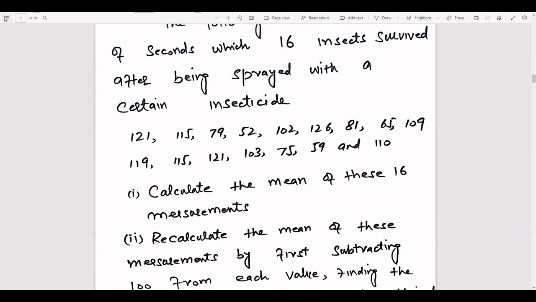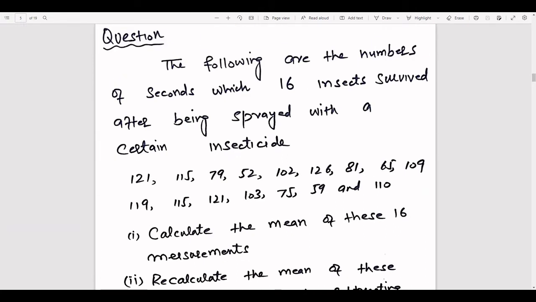So we start here. As you know, this is the number of seconds the 16 insects survived after spray. This insect survived 1 second, this survived 15 seconds, and so on. This data is in seconds. So in the first part we calculate the mean.